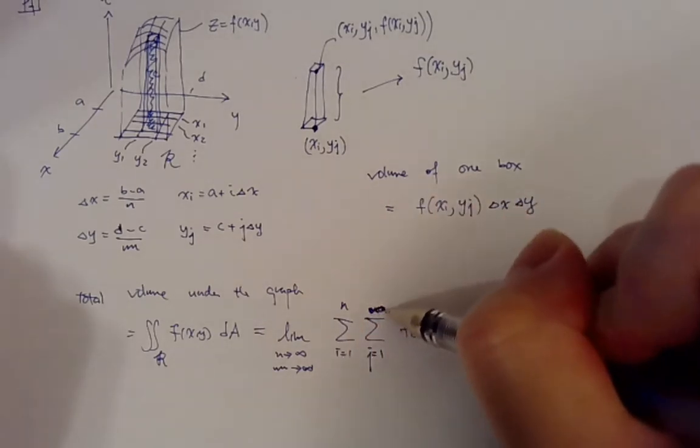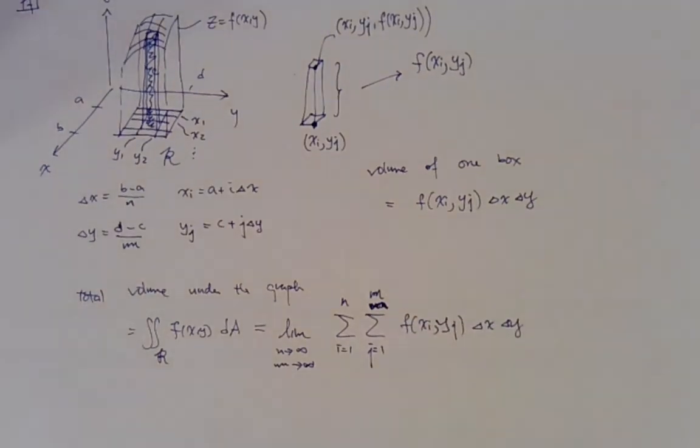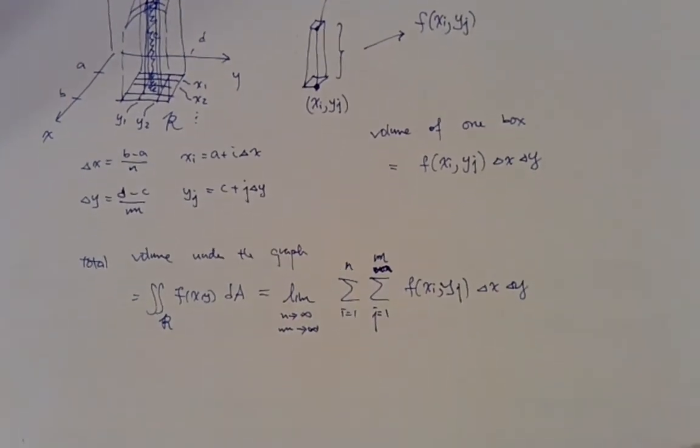Sorry, my m looks horrible. Let me write it again. So that is the sum that we have. Now let's start massaging this. I would like to take the limit one at a time.